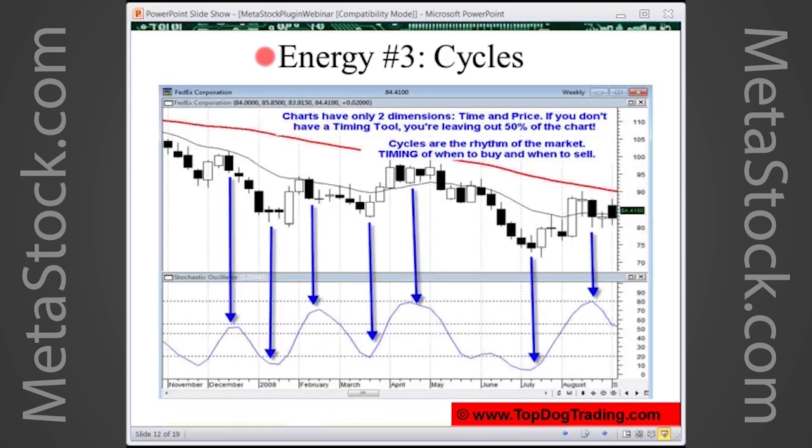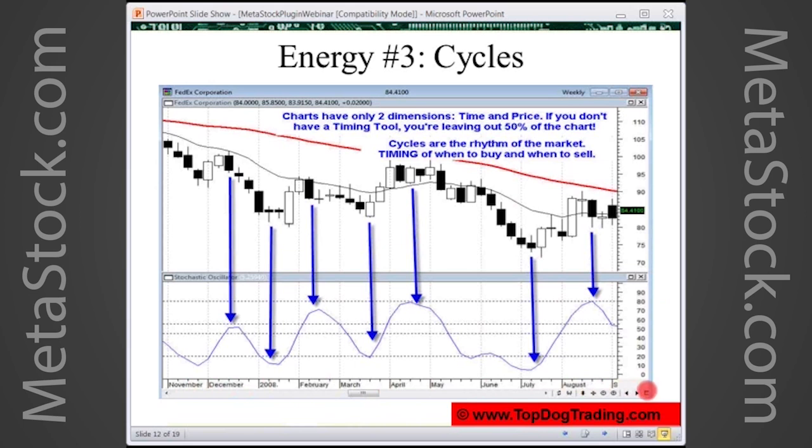Okay, energy number 3, cycles. Charts have only 2 dimensions, right? We've got time down here, and then this axis, of course, is price. So it's a 2-dimensional object. Now, so many traders, when they brought their laptops over to me who I was mentoring, and I look at, they had all that stuff on their charts I told you about, cluttered and too busy. What was amazing about that was very few of them had any type of timing tool on their charts. Even with all that stuff, they still didn't have a good timing tool. And if you don't have a good timing tool, you're leaving out 50% of the information on your 2-dimensional chart.